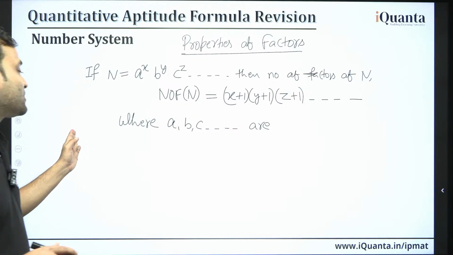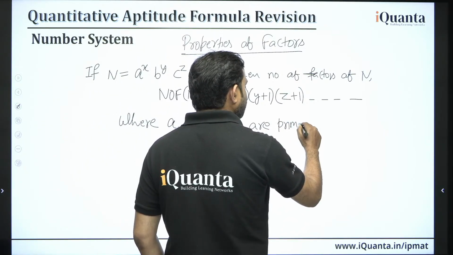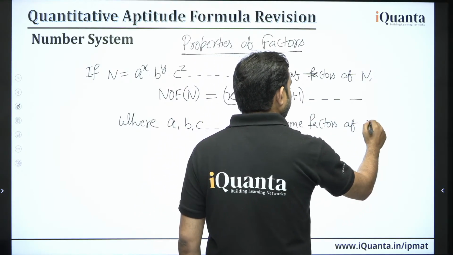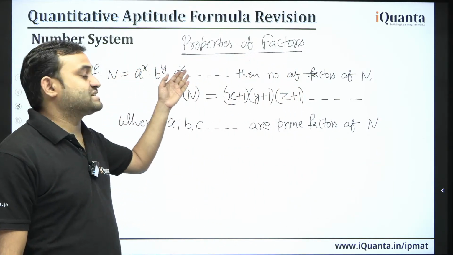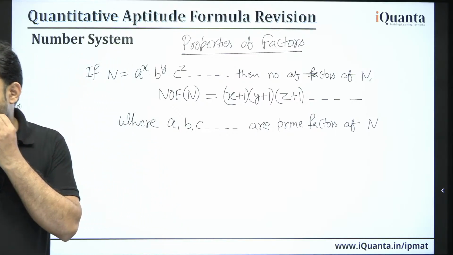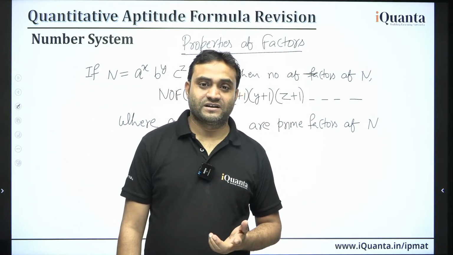So in that case, what we can say, a, b, c are prime factors. What are a, b, c? Prime factors of n, and the powers x, y, z are of course natural numbers. Okay, triplet rule. Yes, Rocky. That again, that triplet rule is very specific, right?